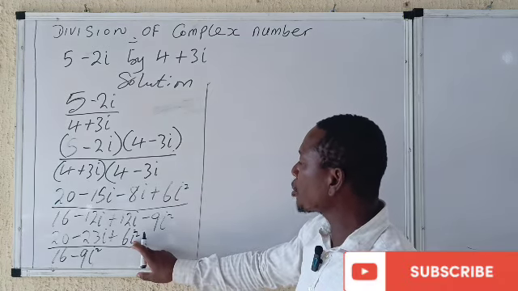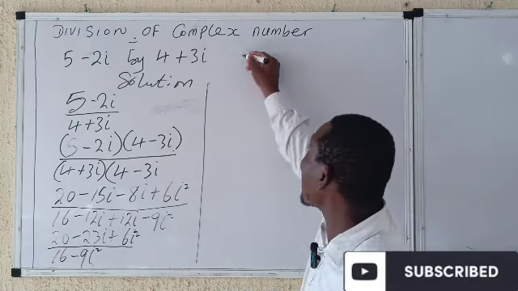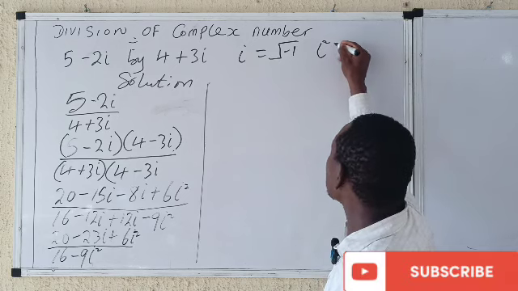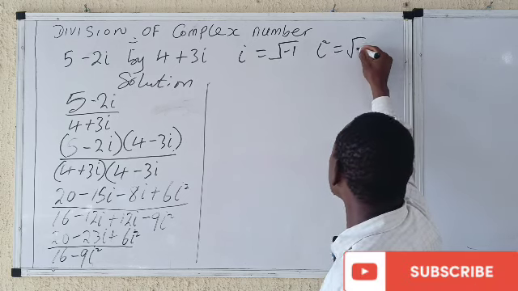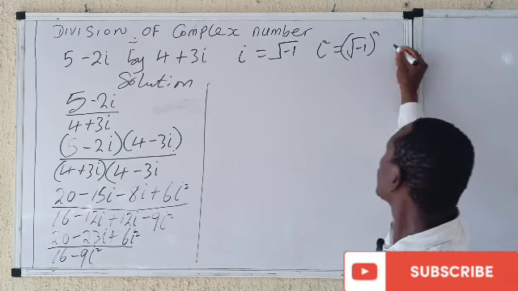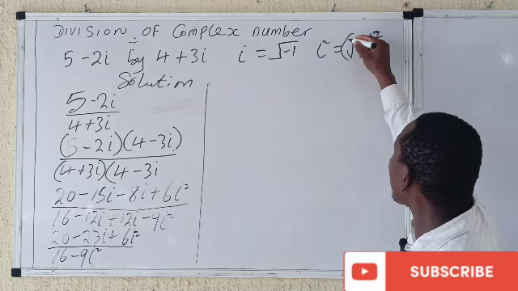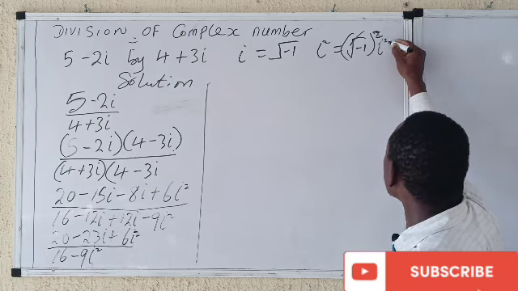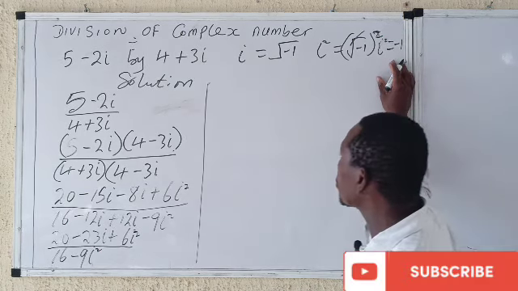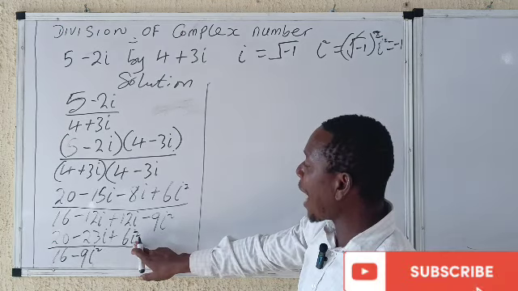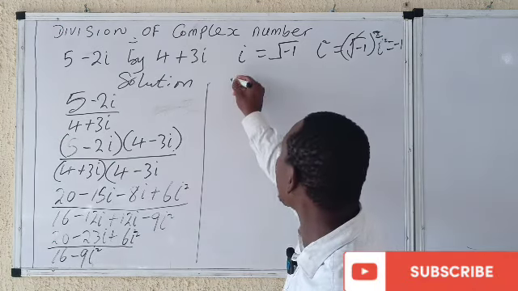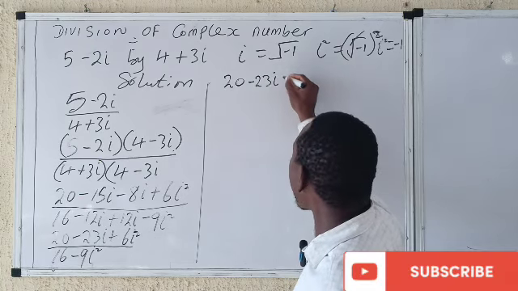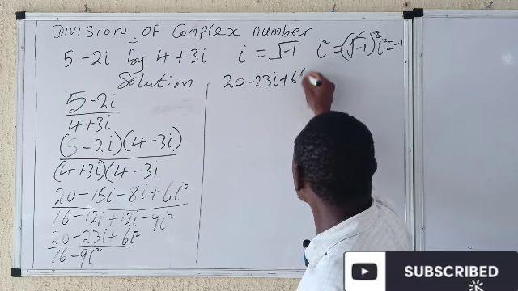Remember, in my introductory class, I made mention of the fact that i squared is equal to minus 1. Remember, i is a constant. i is the square root of negative 1. So if you want to look for i squared, it's the square root of negative 1, squared. If you square this, the square will cancel out the root. So i squared is equal to minus 1, or negative 1. So anywhere you see i squared, what am I going to put? Negative 1. So we now have 20 minus 23i plus 6 times negative 1.